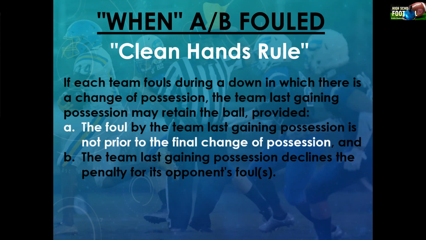So typically what B would do is say, we decline their foul and we will keep the ball. Then we go ask A, we got a block in the back on B, A goes like, yeah, they have scored a touchdown. We want to nullify that. So now we're going to take the 10-yard penalty, but B gets to retain the ball after the penalty because of the clean hands rule.